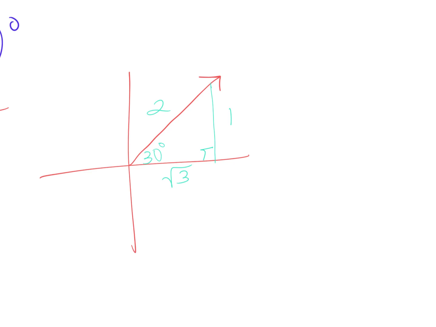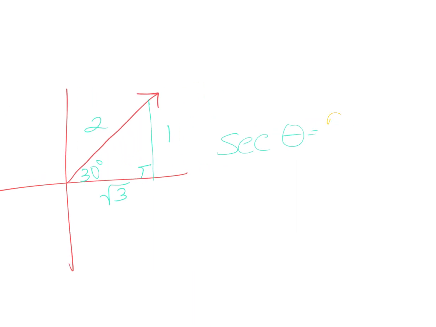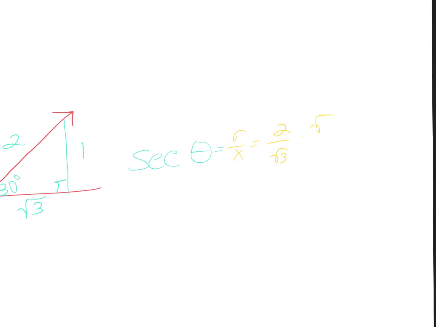So now it's basic. If I said to you, what's the secant of theta? What's secant? R over x. So what's my r value? 2 over square root of 3. Can I leave it? Nope. So rationalize and simplify if you can. So 2 root 3 over 3.